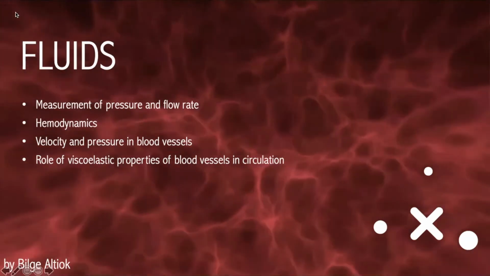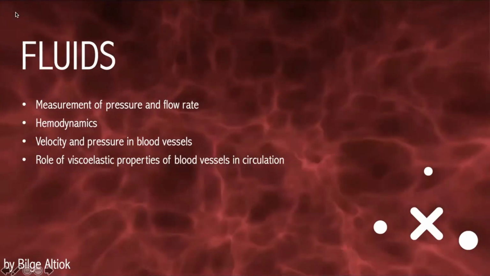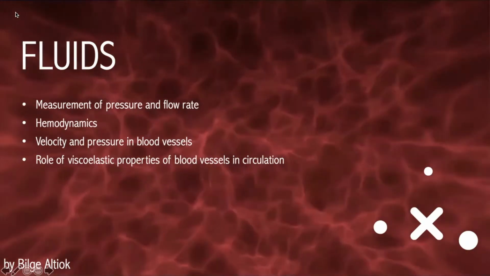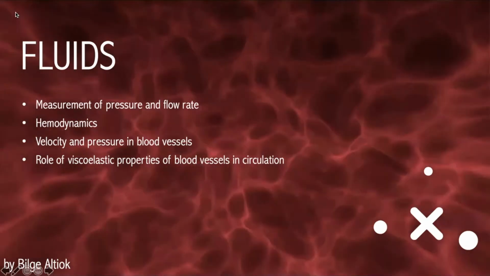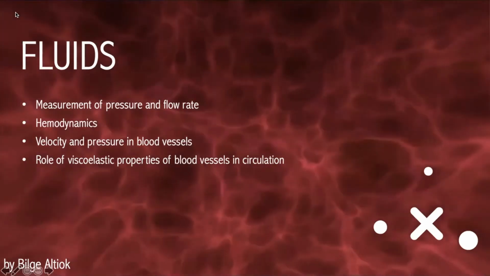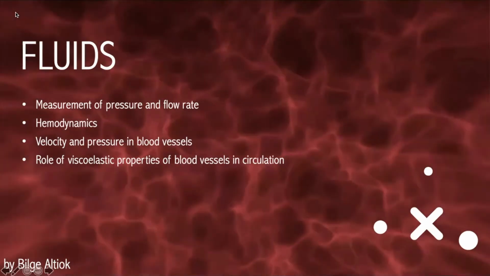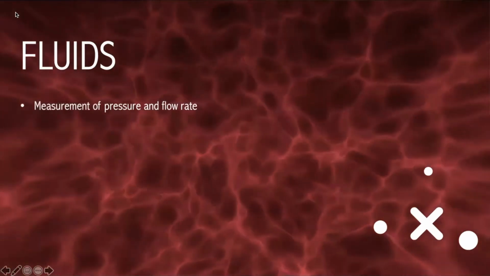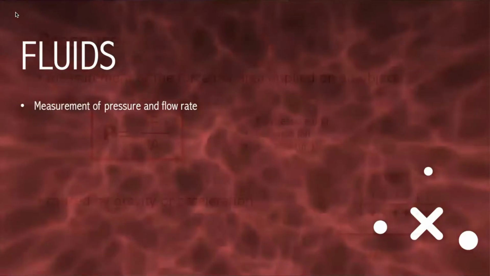This presentation will be about fluids, and we will talk about the measurement of pressure and flow rate, hemodynamics, velocity and pressure in blood vessels, as well as the role of viscoelastic properties of blood vessels in circulation. So we will first start with the measurement of pressure and flow rate.